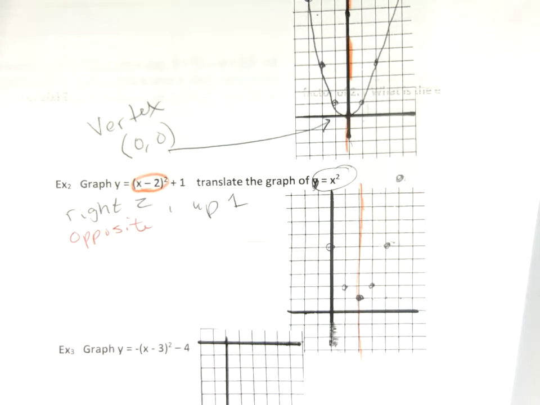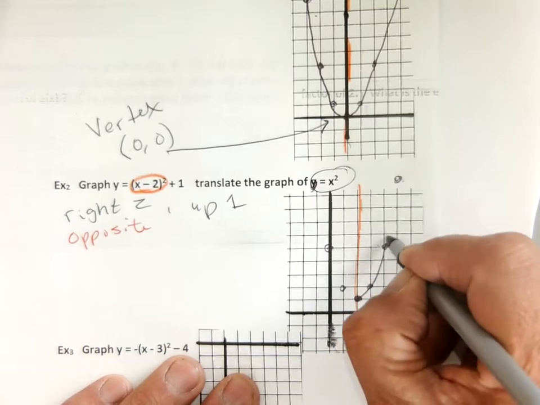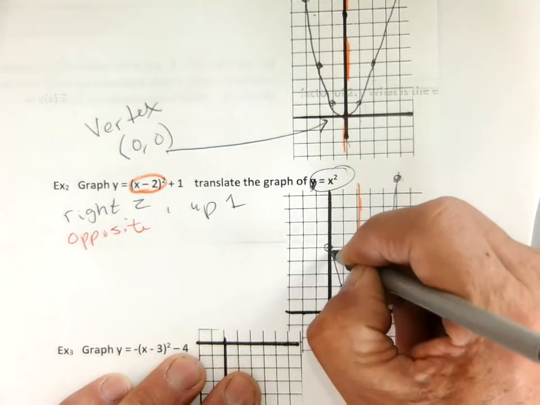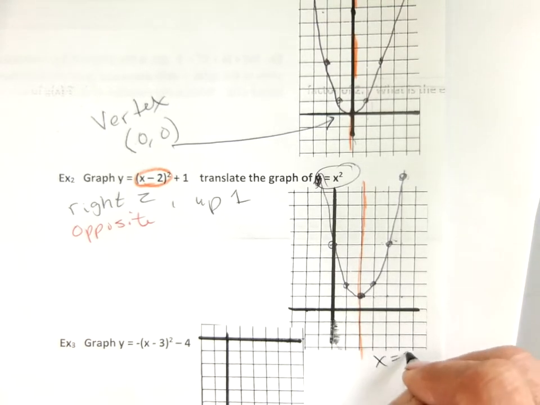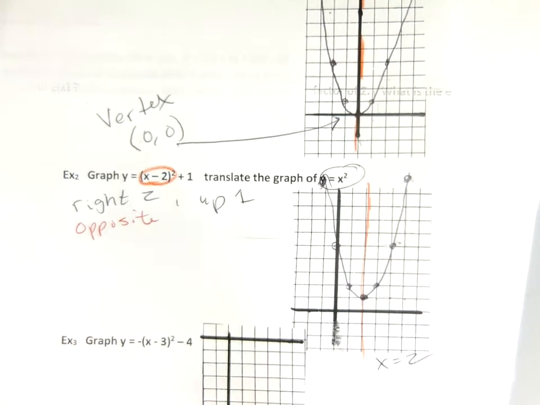See how easy that was? I'm going to graph it in. My line of symmetry is at x equals 2. That's my line of symmetry.